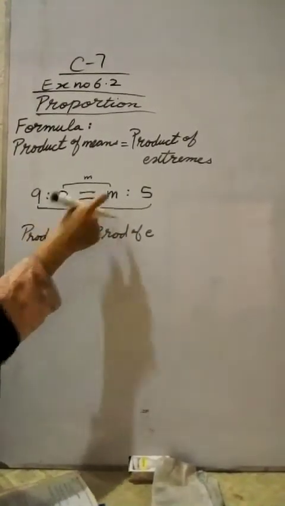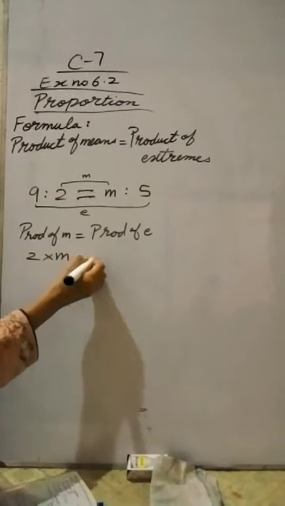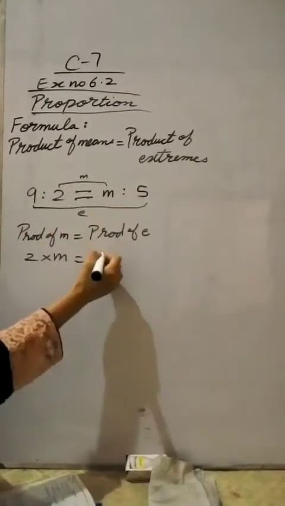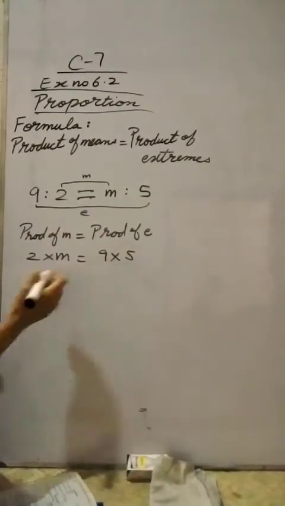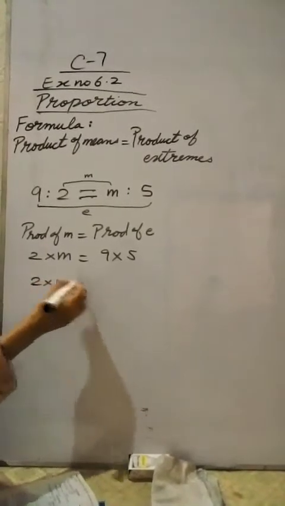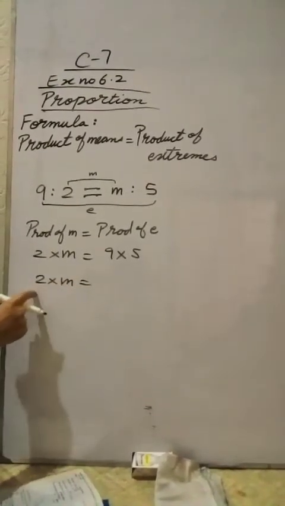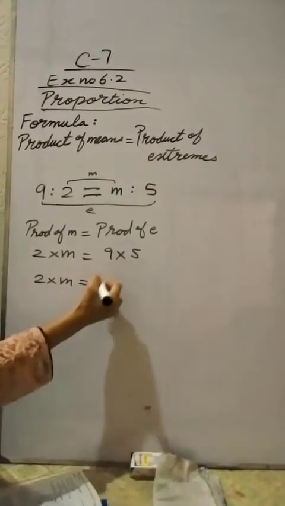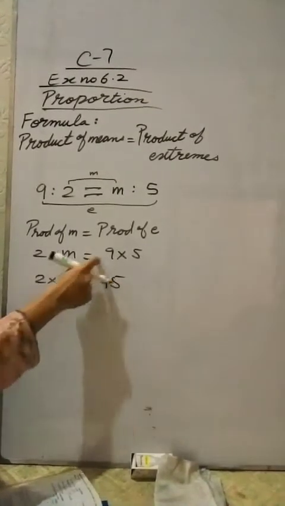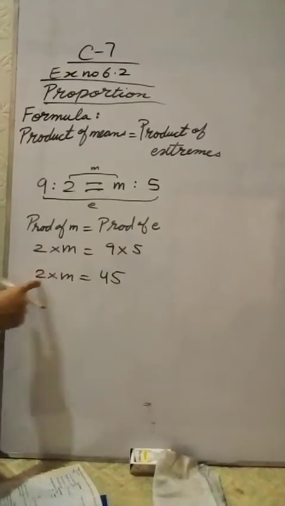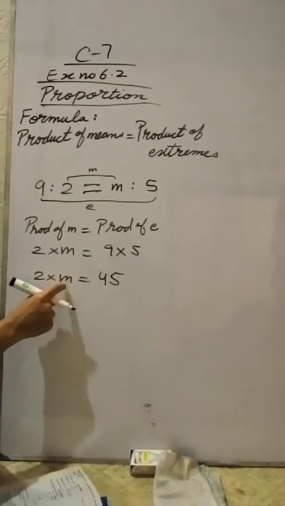What are the means? 2 multiplied by m. What are the extremes? 9 and 5. So multiply. Product means multiply. 2 multiplied by m, because we cannot multiply a number and an alphabet. 9 times 5 is 45. Now 2 is a number related to m. We need to find the value of m.